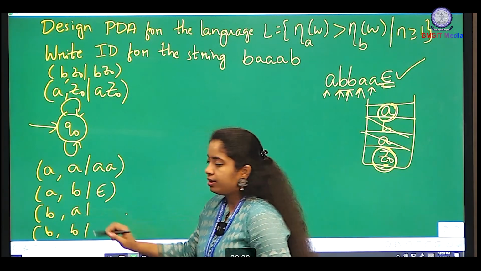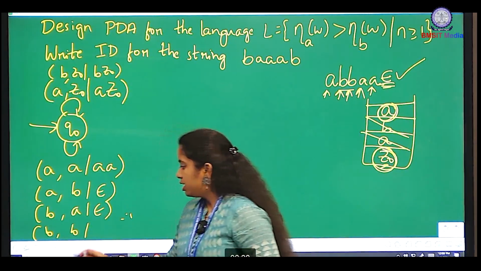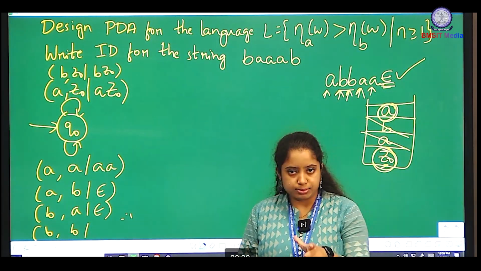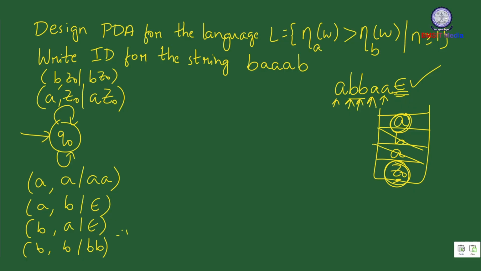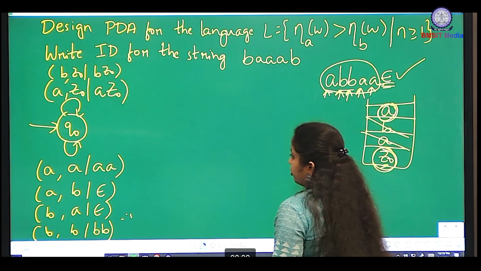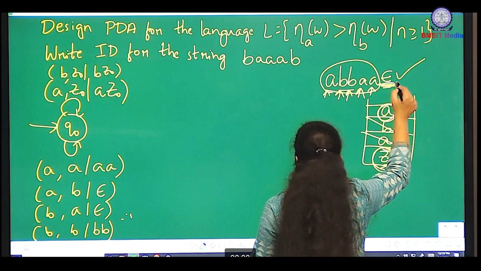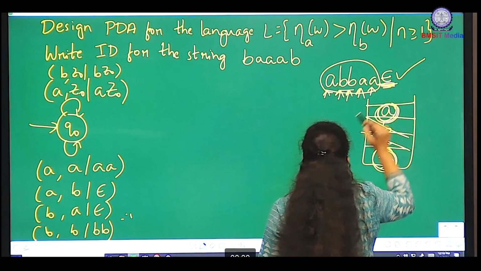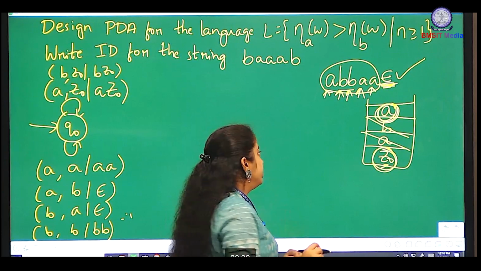So, BA are different symbols, so perform a pop operation, and BB are the same symbols, so we will just simply push it onto the stack. So, this will work for the complete string. Next, when you reach the end of the string, what should be there on the stack? A should be there on the stack. So, you have to remember this very carefully.